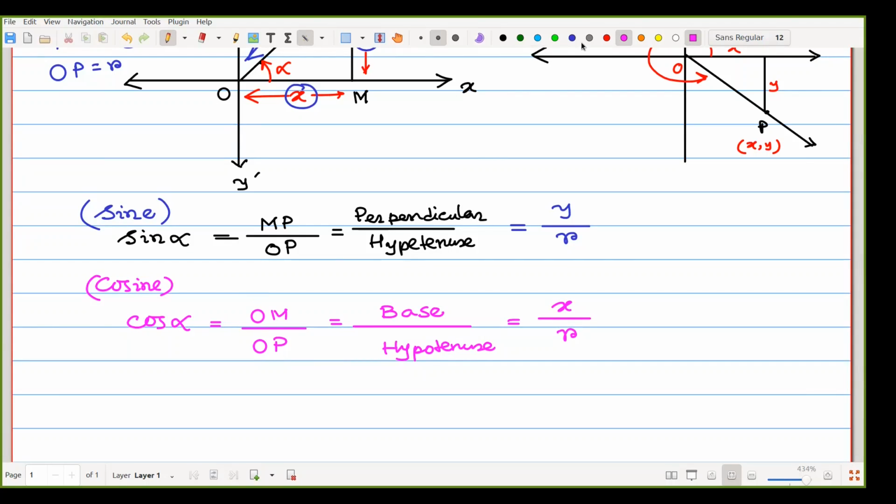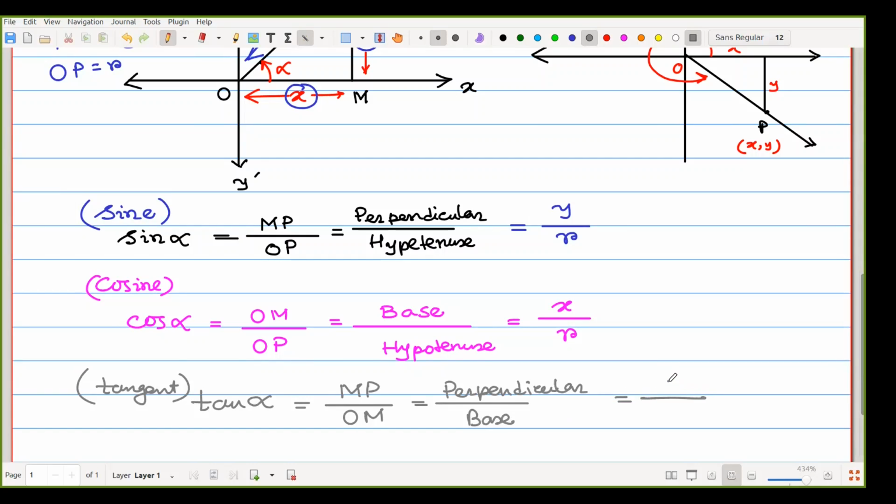Next one is called the tangent, which in short we can say tan alpha. Tan alpha means MP divided by OM. That means perpendicular divided by base. So perpendicular is equal to y and base means x. So tan alpha means y by x.